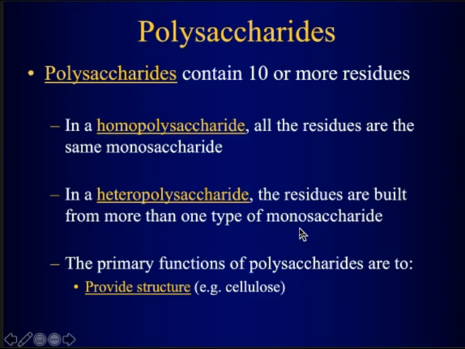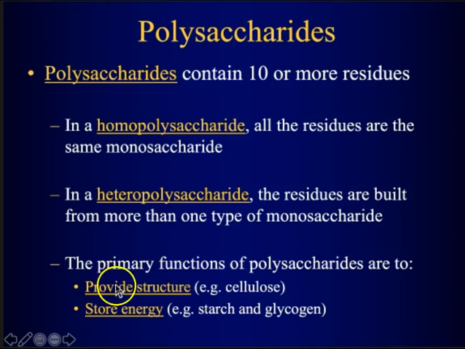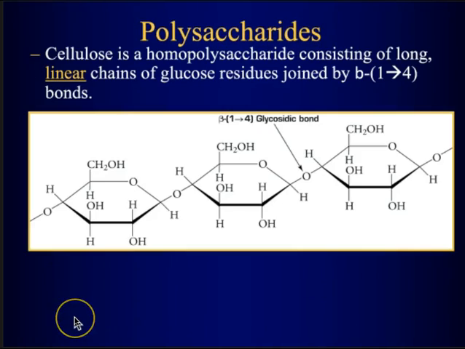Now, there are two primary functions of polysaccharides. One is to provide structure, like cellulose, and another is to store energy. If we know that we can get energy from any glycosidic bond, the more we have, the more energy we can get. So we want to connect as many as we can to store our energy. An example of a homopolysaccharide is cellulose. Cellulose has the same residue in every part of the chain, joined by a beta 1,4 glycosidic bond, and these are long linear chains.